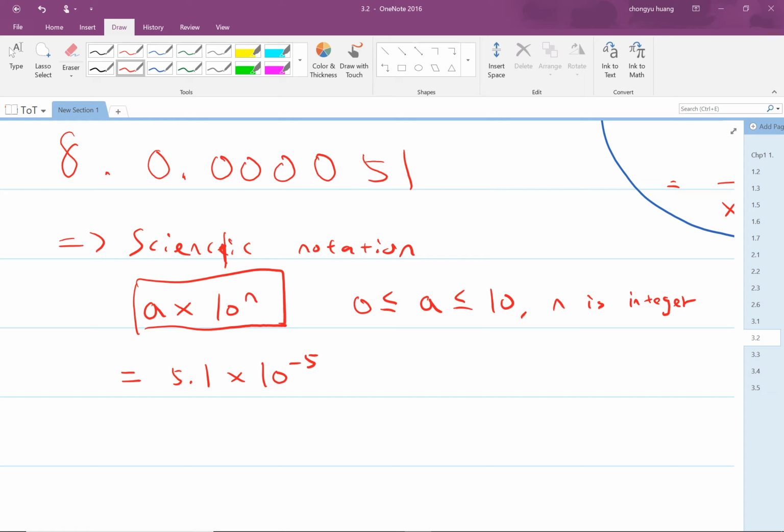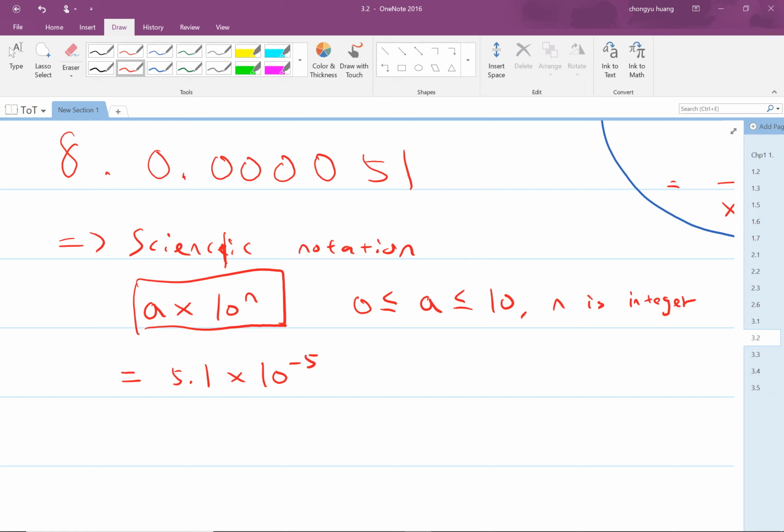You actually want to make 5.1. Okay, let me say a little bit more exactly. So for this number, we want to make 5.1 as a, because 5.1 is between 0 and 10, right? You guys get it, right? So you may ask me why we put a as 5.1. One reason is 5.1 is in between 0 and 10, right?